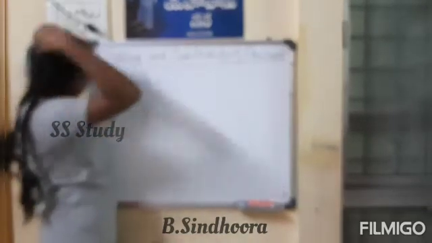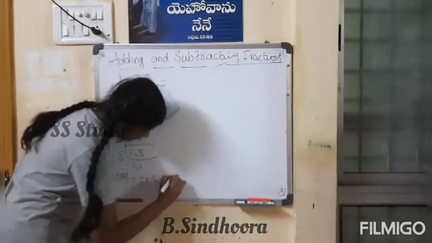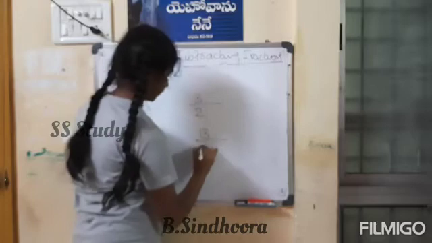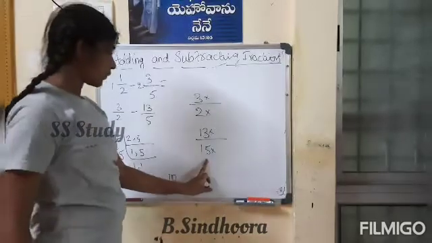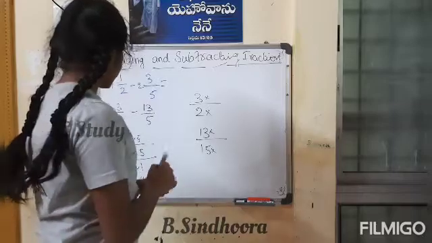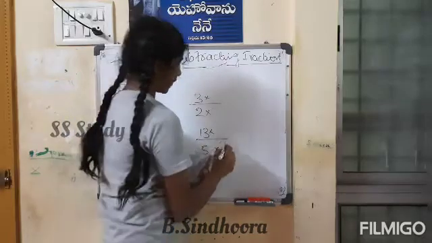So 3 by 2 minus 13 by 5. First find the LCM of 2 and 5. 2 ones are 2, 5 ones are 5. LCM, 2 into 5 is 10. 10 is the denominator. So what is 3 by 2? 15 by 10, how much will you get? Oh sorry, 5, right?